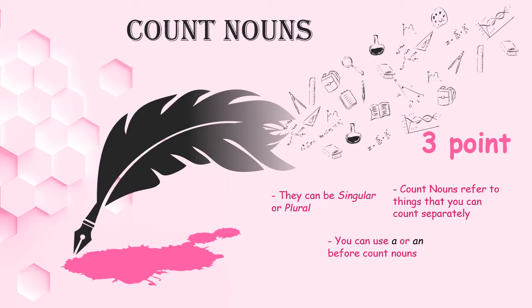There are 3 points for countable nouns. The number 1, they can be singular or plural. The number 2, nouns refer to things that you can count separately. And then the number 3, you can use a or an before nouns.